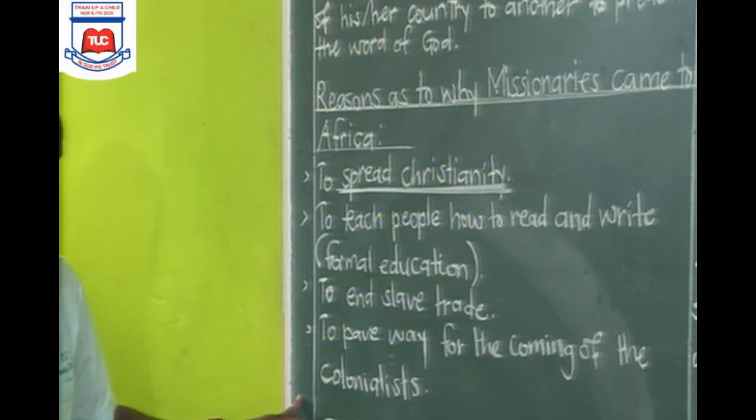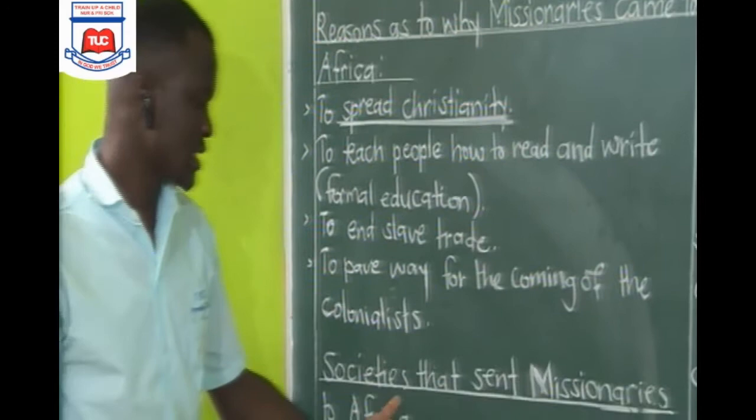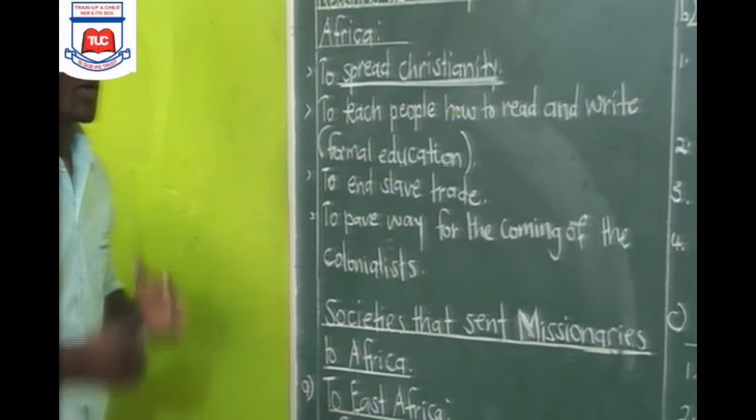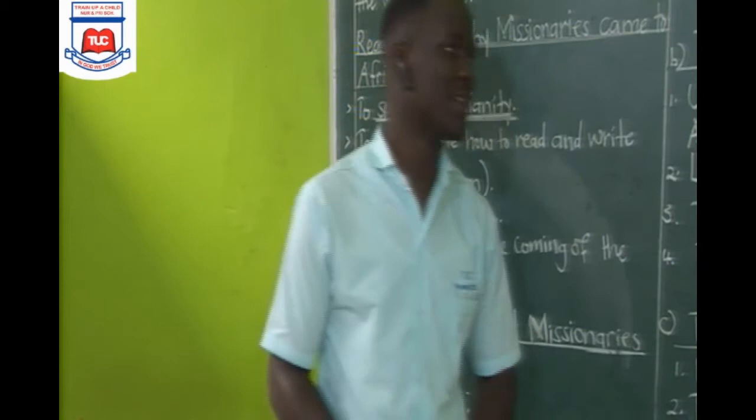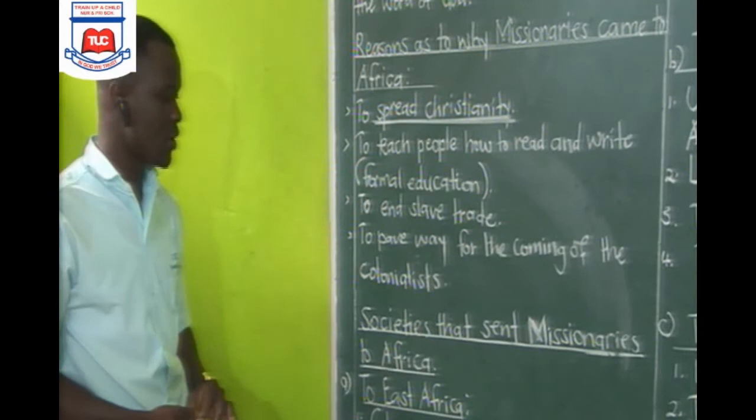The other issue is, we are going to look at the societies that sent these missionaries. Now, what we shall realize is that we are going to have missionaries in different groups. We have those that were sent to East Africa, those sent to Central Africa, and those sent to South Africa and West Africa. So we are going to be looking at these societies that sent these missionaries.